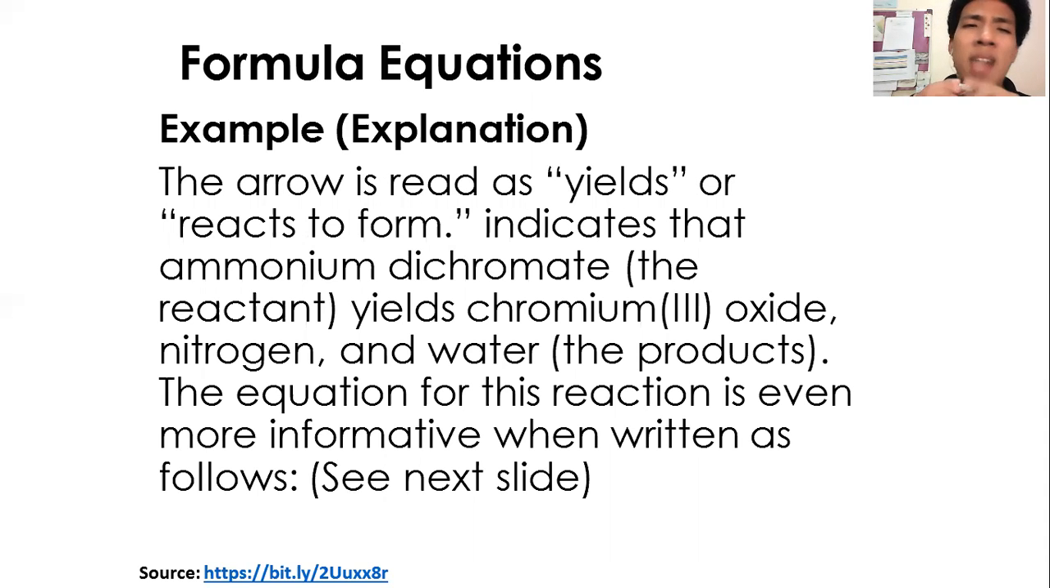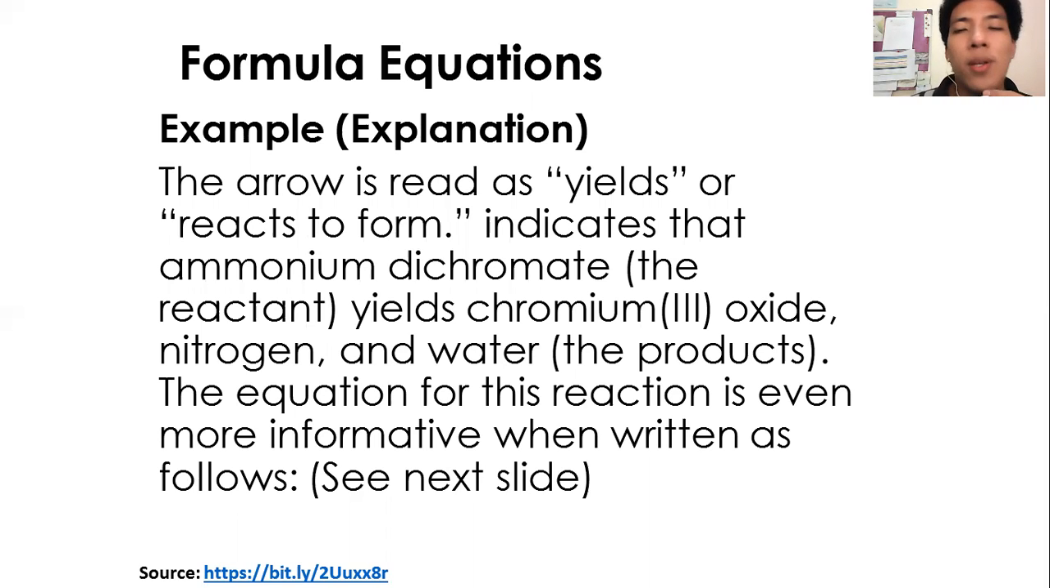We have to be mindful of the arrow sign. It should go from left to right. The arrow is read as yields, reacts to form, or produces. Okay, so that is how you read the arrow sign. If you're going to decipher the equation in words, it indicates that the ammonium dichromate on the reactant side yields chromium(III) oxide, nitrogen, and water.